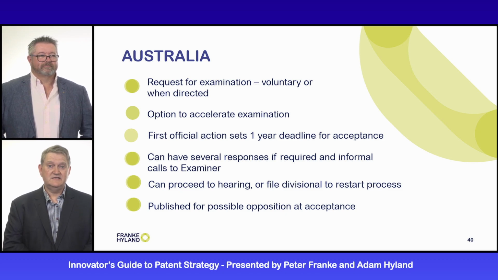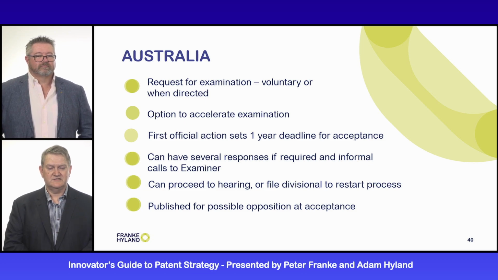In an extreme case, things can proceed to a hearing, or if you're getting close to the deadline, there's a process of filing what's called a divisional application. So a divisional is a filing that is, in principle, to allow you to protect, if you've got more than one invention, to file a divisional application directed at additional inventions that you've disclosed in the same document. But in Australia, we can just use that as a way to essentially restart the clock.